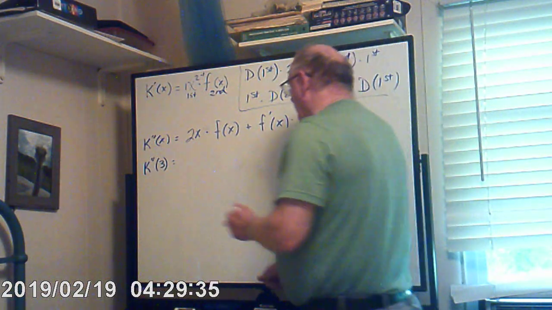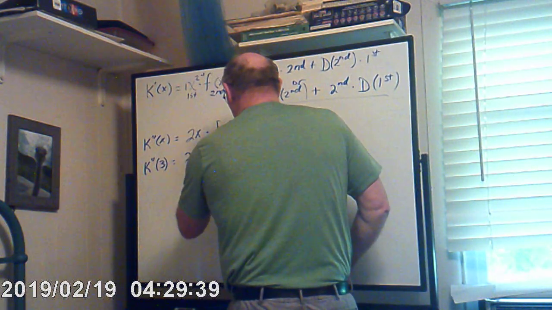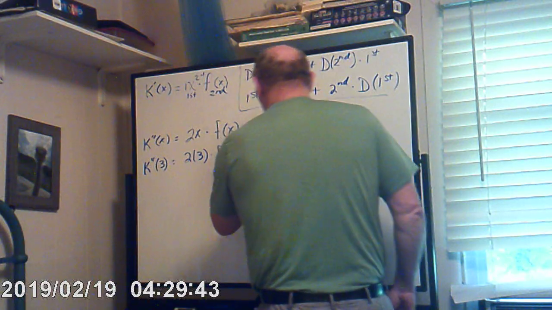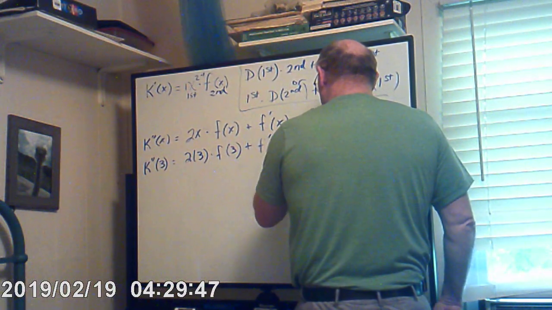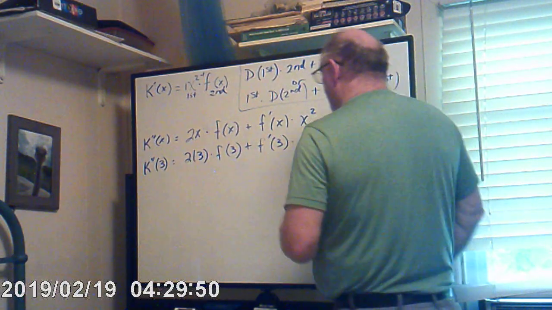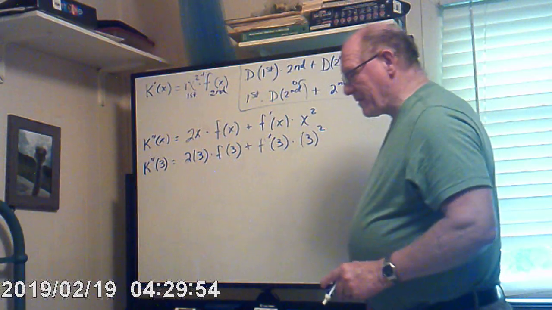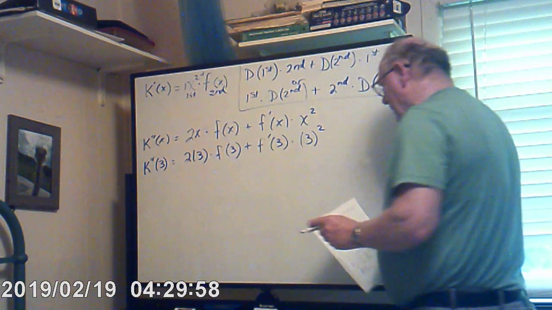All we're doing is plugging 3 in. So 2 times 3 times f at 3 plus f prime at 3 times 3 squared. And that's all you're doing. You're putting 3 everywhere there's an x. Well, I need to go back to my table over here, and I'm not going to flip that over for that. I'm just going to look at this here.